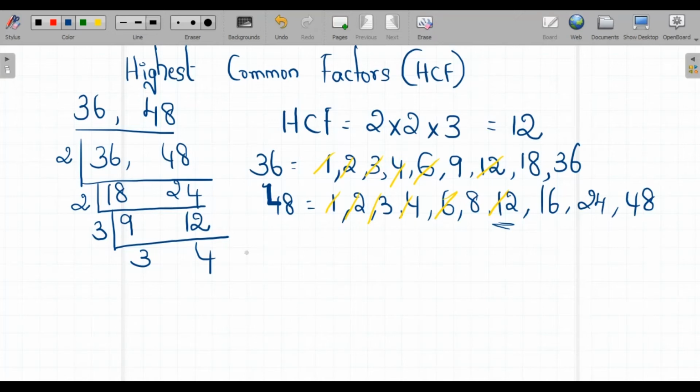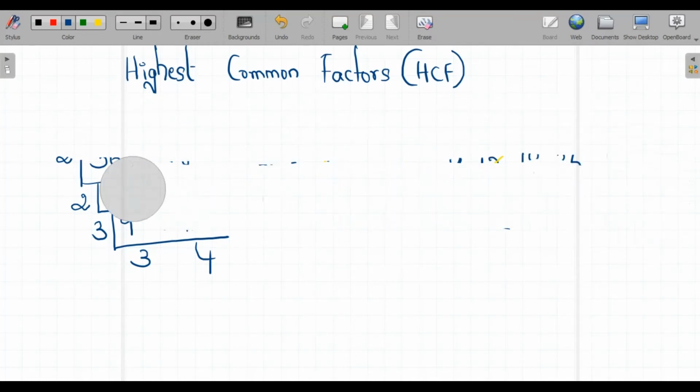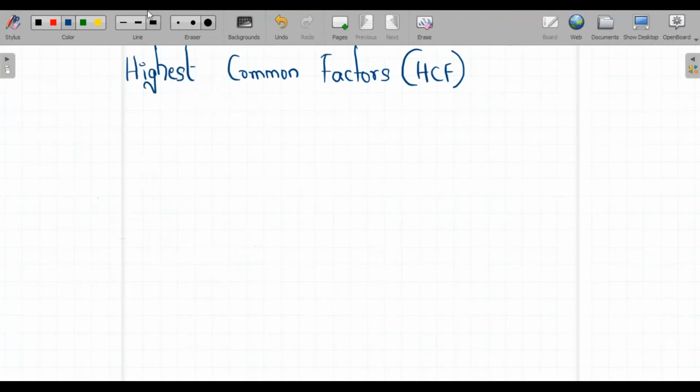So the next best method that we could ideally use to find out the HCF is the factor tree. Now let us see how to use a factor tree to find out the HCF of a given number. Okay. Now let us take the numbers 24 and 108. Okay. We will draw the factor tree of 24 and 108 first separately.